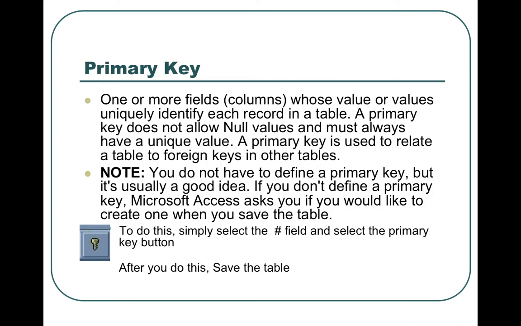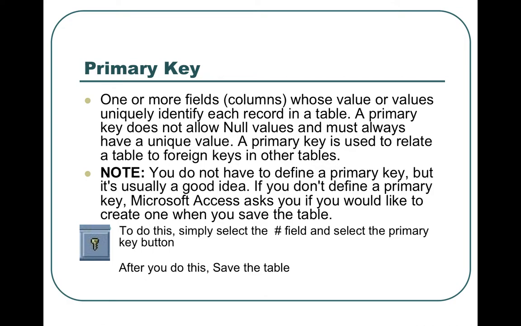One of the things that you see on the tables is a little small key. That is how Microsoft Access maps out and shows the primary key, which is essentially one or more fields whose values uniquely identify each record in a table. As previously discussed, for example, from a Loyola perspective, Loyola ID is the unique identifier for all things related to you as a student. Please note that a primary key does not allow null values and must always have a unique value. A primary key is used to relate a table to foreign keys in other tables.